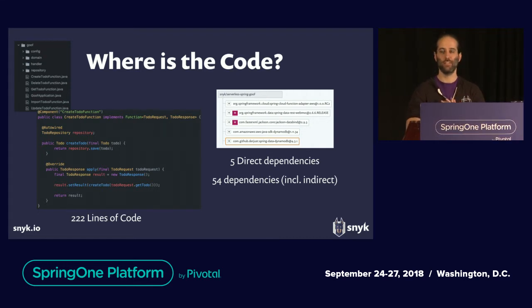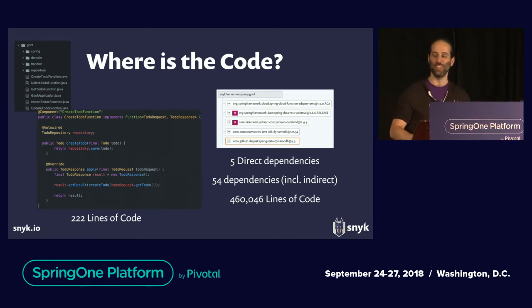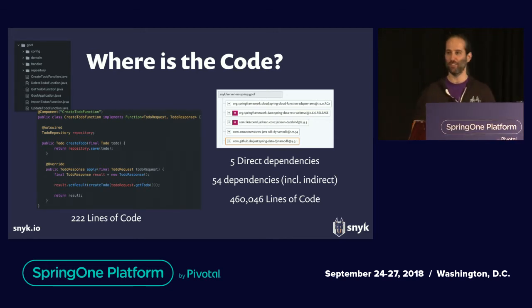Guesses? Sorry? 1,000. Other guesses? More than 1,000, 1,000,000. Other? 50K. So the million wasn't terribly off. 460,000 lines of code, 500,000, you know, lines of code in the system.